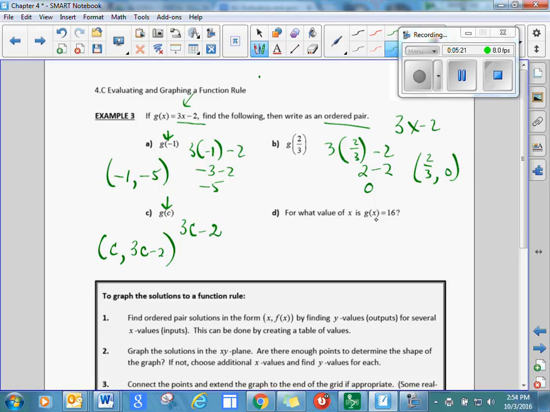And again, now they're asking us, hey, you tell me what the input is if I tell you what the output is. So we go back to the original equation. G of x is equal to 3x minus 2. They're saying, okay, I'm telling you that g of x is 16. You tell me what the x needs to be. So this is a simple two-step equation to solve. We get 3x is equal to 18, and of course x is equal to 6. So we can write our ordered pair. Our input is 6, that's the x, and they told us the output was 16 right there.